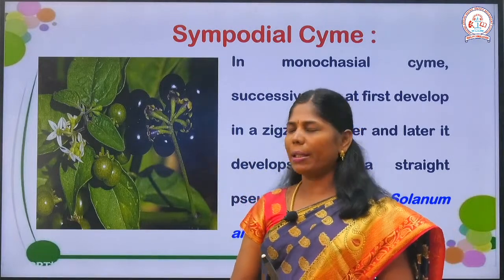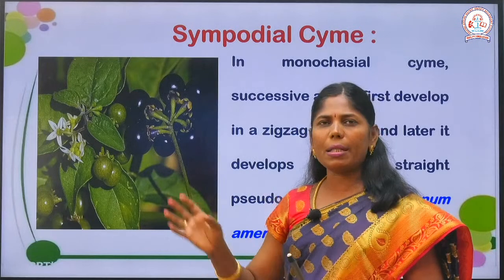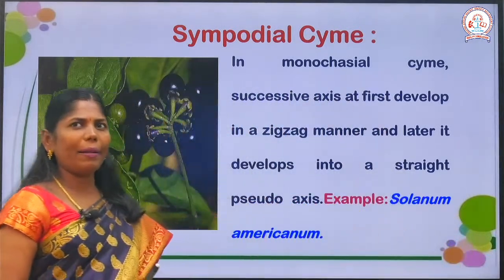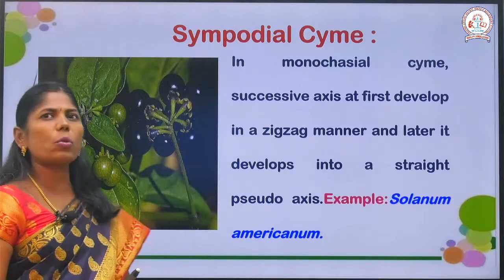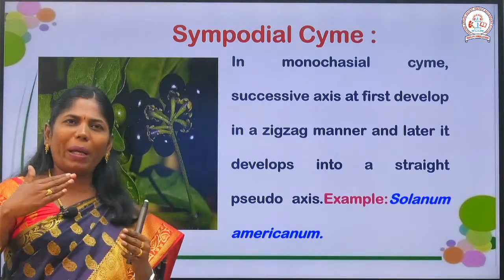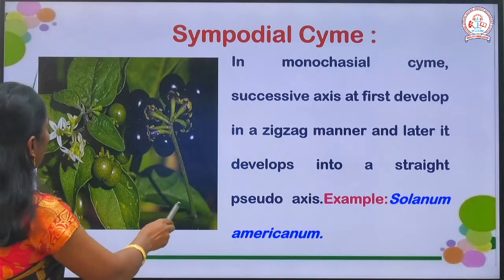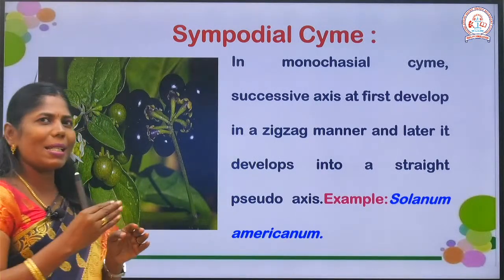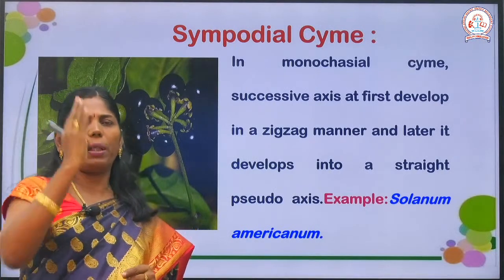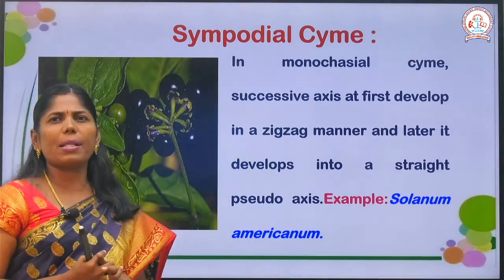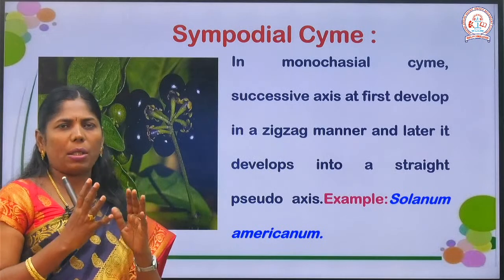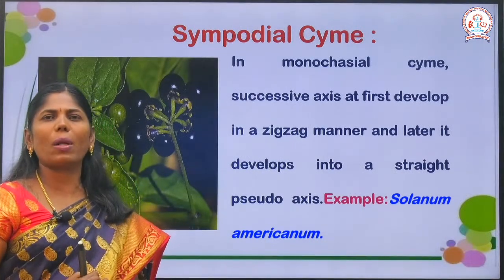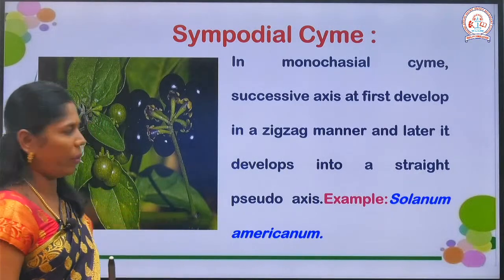Additional information about it: that is a zigzag manner, and later it develops into a straight pseudo axis. First a main axis comes here, and from the main axis it goes in a zigzag manner, then it forms pseudo branches. Pseudo branches means it is not a main branch; it looks like a branch, but it is a pseudo axis that is formed. Solanum americanum is an example for that.